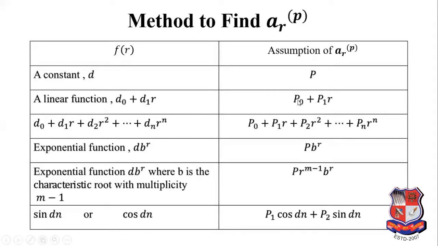In that case, we need to assume that the value of a_r^(P) is P0 plus P1 r. Suppose it's a polynomial of degree n, that is d0 plus d1 r plus d2 r square and so on, dn r raised to n. Then the value of a_r^(P) also we need to assume as a polynomial in r of degree n, P0 plus P1 r plus P2 r square and so on, Pn r raised to n.